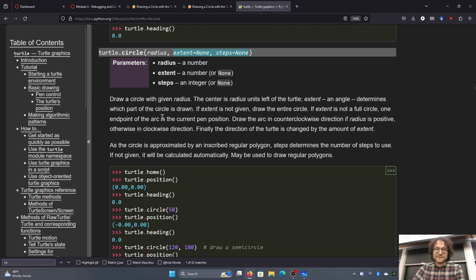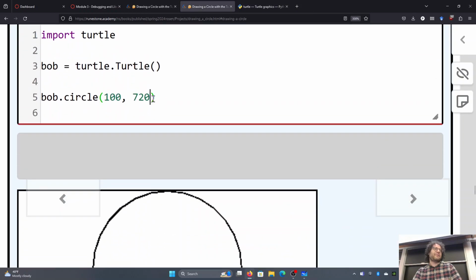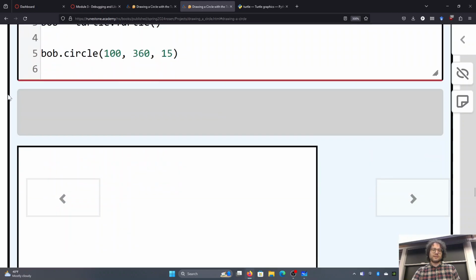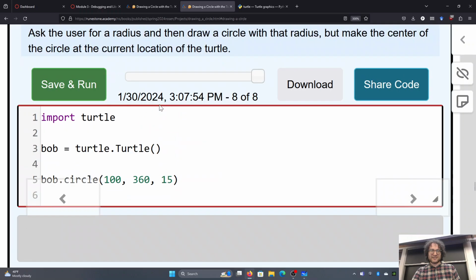And then steps, as the circle is approximated by an inscribed regular polygon, fancy words for what we just did, okay? Steps also determines the number of steps to use. If not given, it's going to be calculated automatically. What does that mean? Well, inscribing a regular polygon, if we give it 15, I think you'll see what I meant. So draw a circle of radius 100, the full circle, please, and I want steps to be 15. The same thing we've just been doing, we just kind of did from scratch.